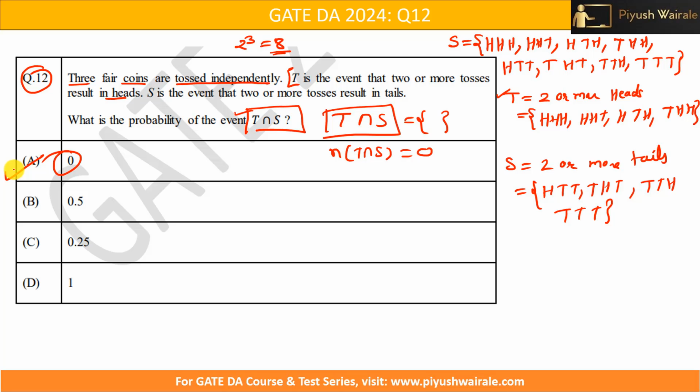Okay, simple question. It was asked for 1 mark. If you do enough practice, you can solve this question within 1 minute. T is the event that two or more tosses result in heads, and S is the event that two or more tosses result in tails. If you know this sample space, you don't need to calculate this also. You can directly say that there is no common element between T and S, so the probability will be 0 only. So here it is 0.